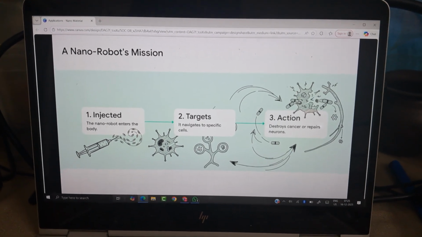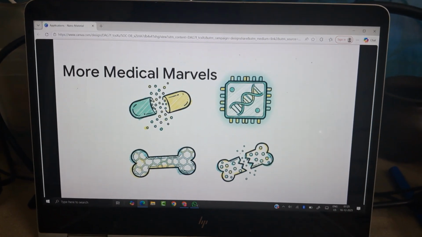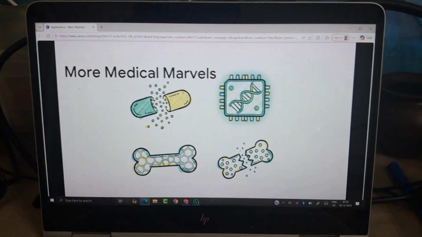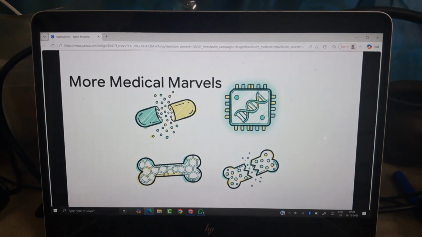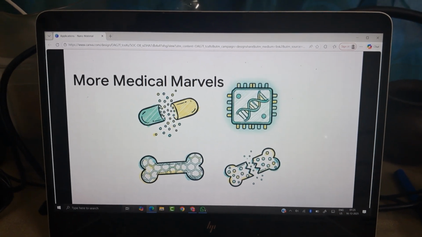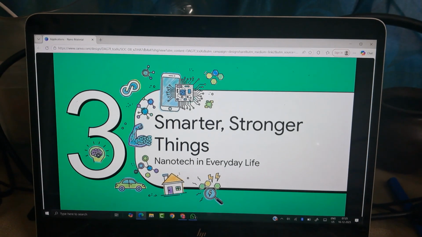So nanomaterials work in cancer therapy, and they are also used in drug delivery. Biosensitive nanomaterials are used to make DNA chips. And there are nanoceramics. These nanoceramics are used in making artificial bones, which are very strong.